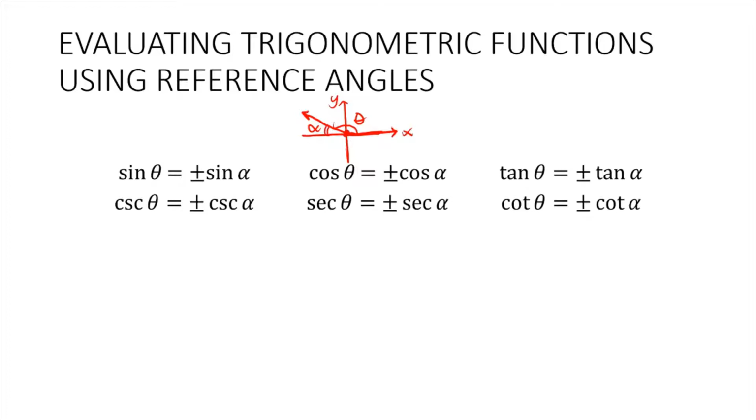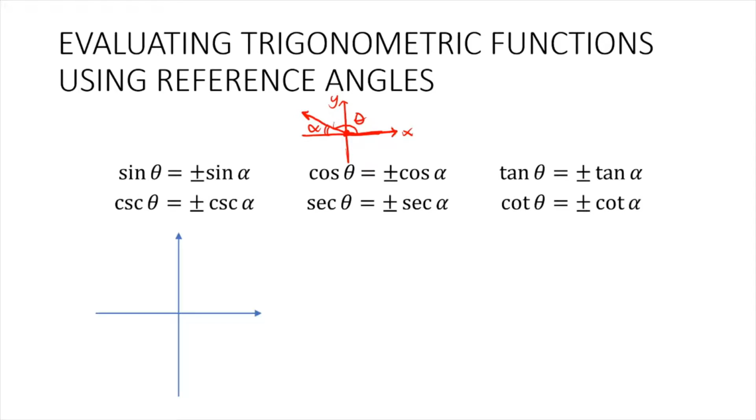For cosine functions, on the other hand, remember that the value of the cosine function of any angle in standard position corresponds to the x component of the ordered pair in the unit circle, right? And x can be positive or negative. X is positive to the right of the y-axis, and it's negative to the left of the y-axis.